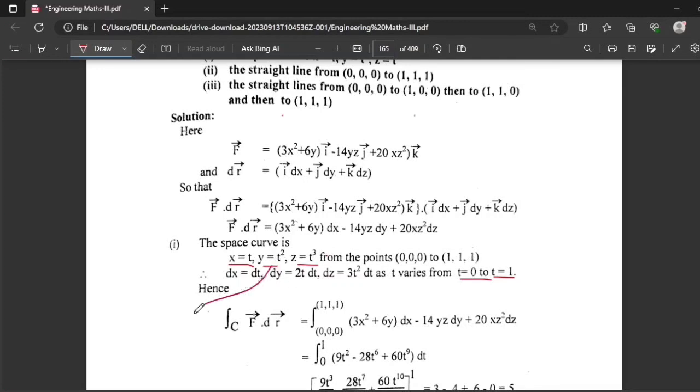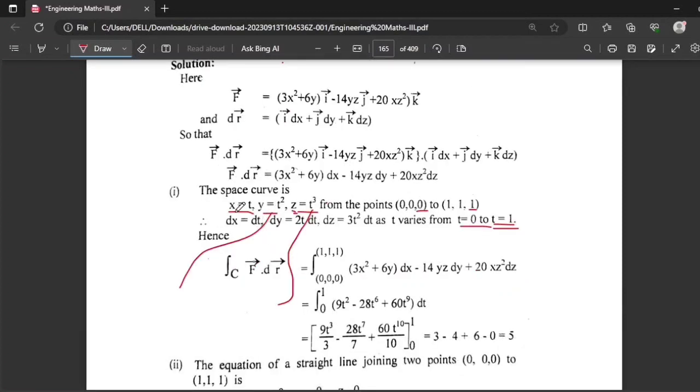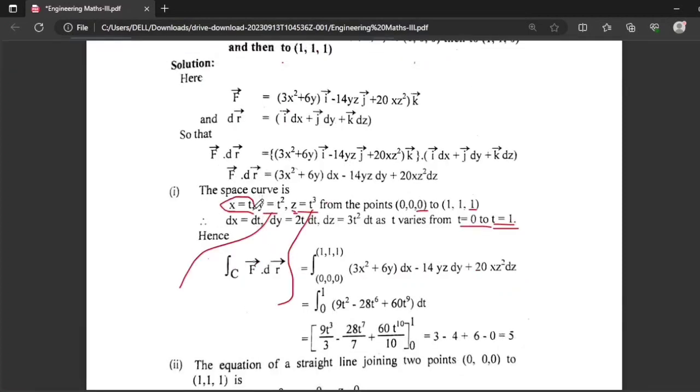You can also use this or this. If we find the limit of t from this equation, then when y equals 0, t equals root under 0, that is 0, and when y equals 1, root under 1 is also 1. If we use this equation also, when z is 0, then t is also 0, and when z is 1, then t is also 1. So whichever is the easiest, you can choose that one.